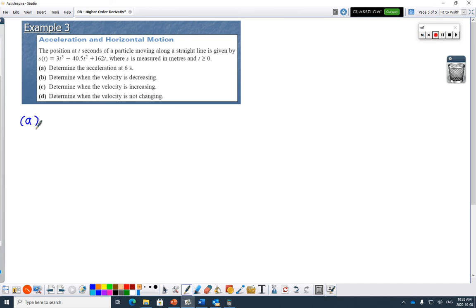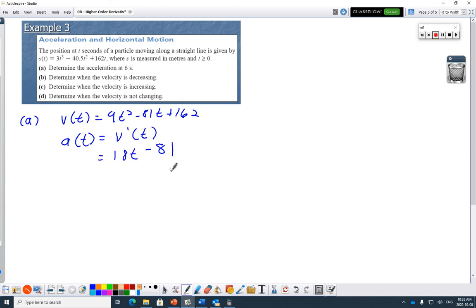Easier question. Determine the acceleration. Okay, first find the velocity: 9t squared minus 81t plus 162. We had that in the previous example because it's the same equation. If you want to find the acceleration, you just take the derivative of velocity: 18t minus 81. If you want the acceleration at a certain time, you just put the time in. 18 times 6 minus 81.